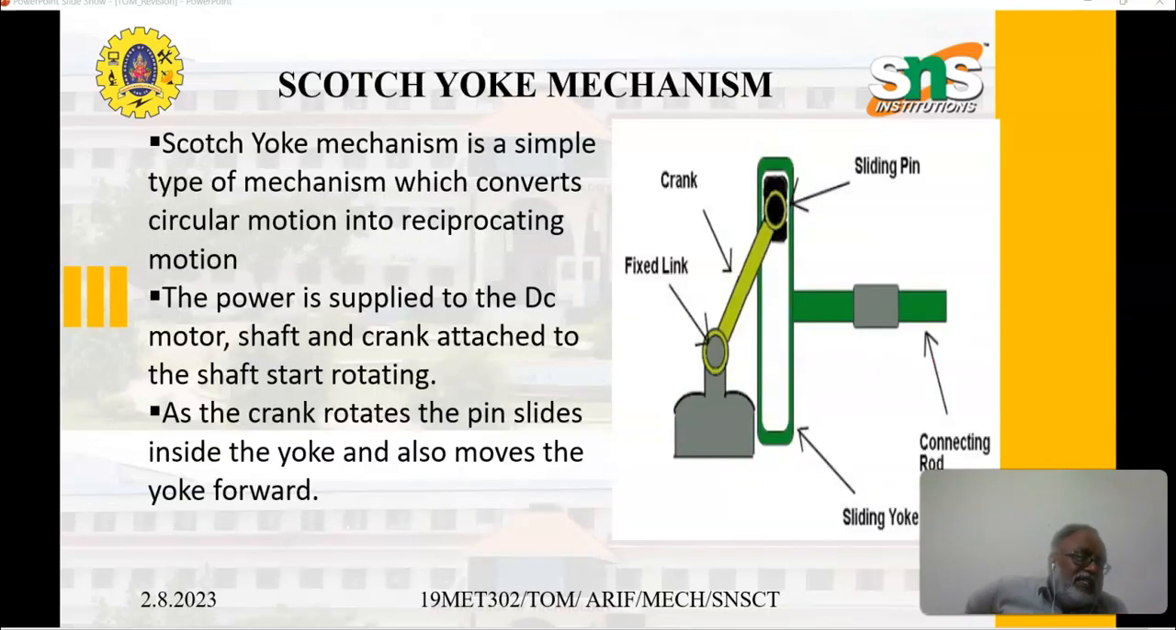The second one is the Scotch yoke mechanism. The Scotch yoke mechanism is a simple type of mechanism which converts circular motion into reciprocating motion, that is, rotary motion into reciprocating motion. The power is supplied to the DC motor shaft, and a crank attached to the shaft starts rotating. As the crank rotates, the pin slides inside the yoke and also moves the yoke forward.